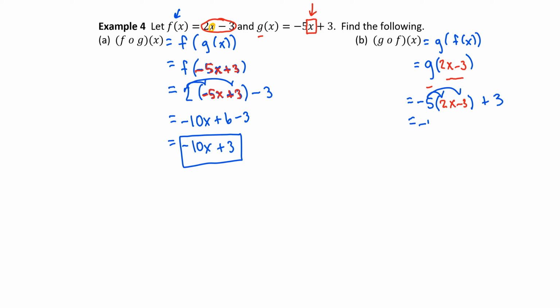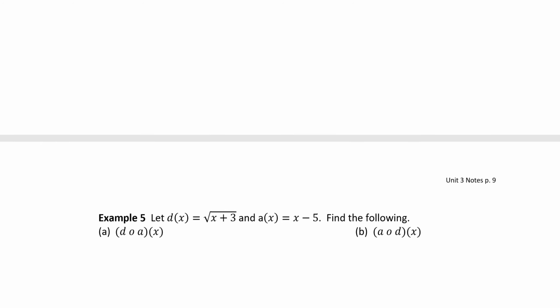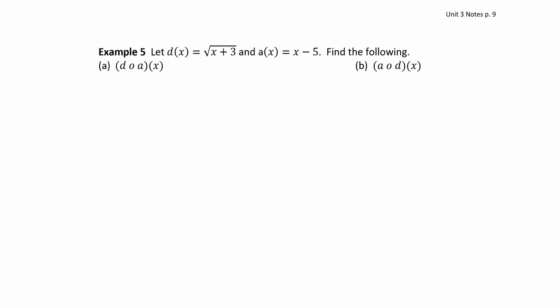All we have to do now is simplify. This becomes negative 10x plus 15 plus 3. And combining like terms, negative 10x plus 18. So again, we've composed 2 linear functions and have obtained a linear function. Before we move on, let's do one more example.